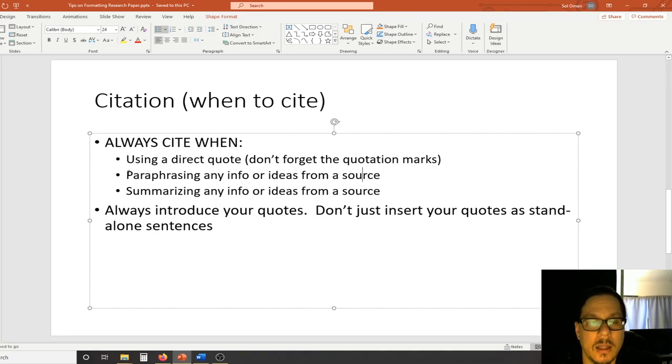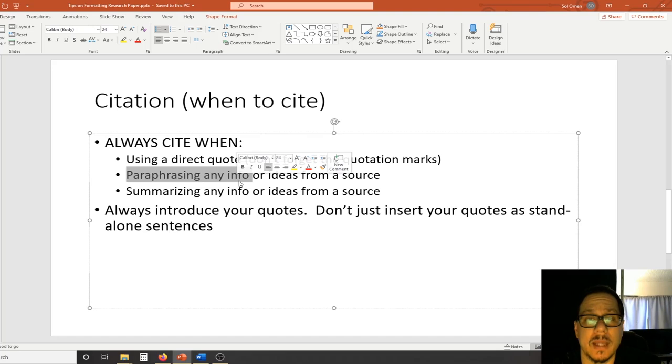Another time you would cite your sources is if you're paraphrasing any information or ideas from that source. Say there's a lot of information in the source and you want to put it into your own words rather than use a direct quote, which I encourage. I think you should do a lot more paraphrasing than quoting. I don't really care for papers that have a lot of quotations because it's like letting them speak for you. So put it in your own words. Show me that you understand and comprehend what you're writing about. Now, anytime you paraphrase, you have to cite where you got that information from.